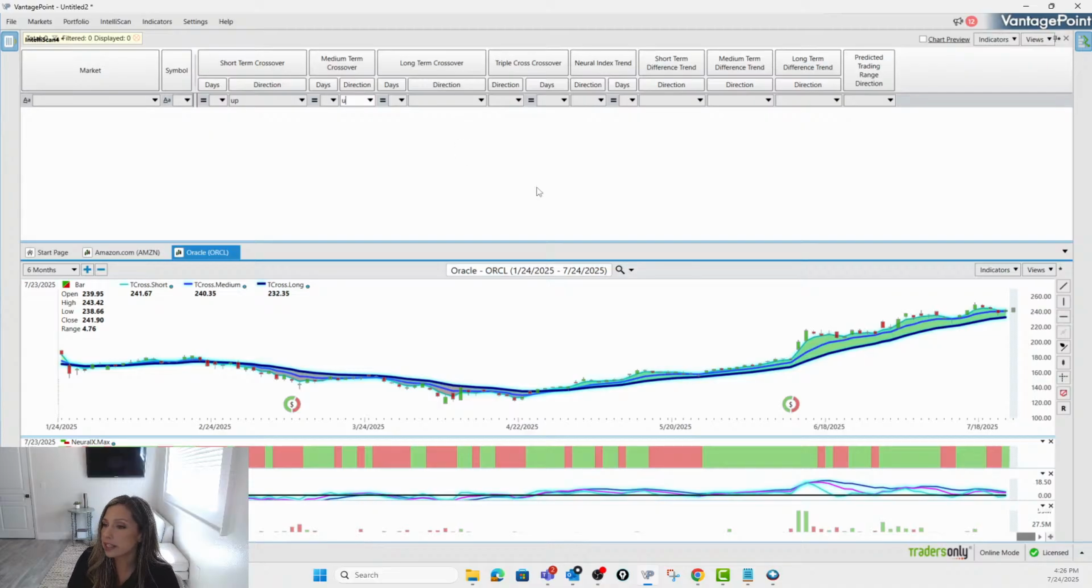So the size of the candle here on the actual chart is the trade range for the day.